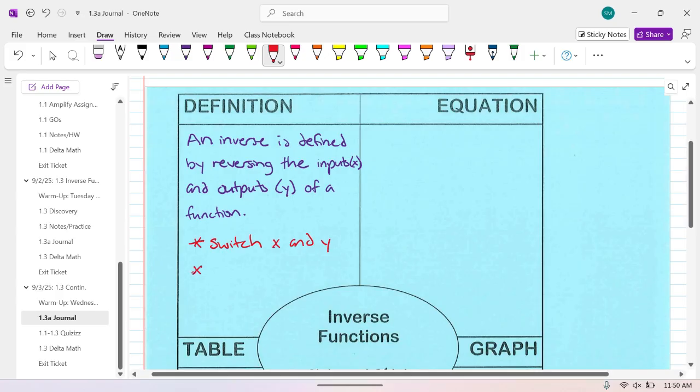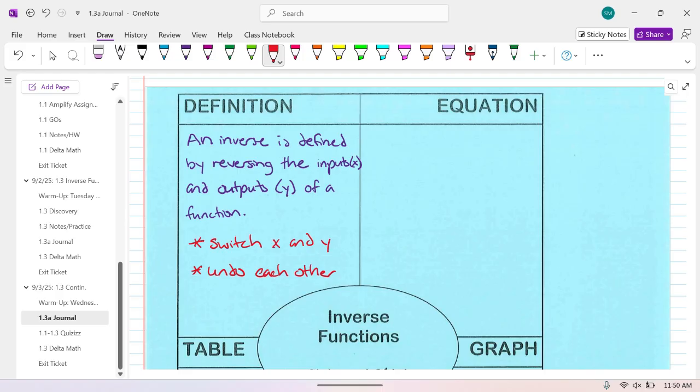And then you also just need to know that they undo each other. For example, yesterday we did all those compositions where we put a number into one function, got the output, then put that number into the other function, then we ended up with the exact same thing that we started with. You guys remember that from yesterday? That's what they mean, undo each other. Like I said yesterday, if one function ties 2 knots, the other one should undo those 2 knots.